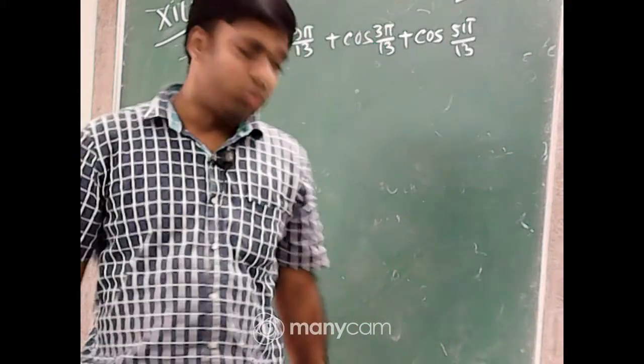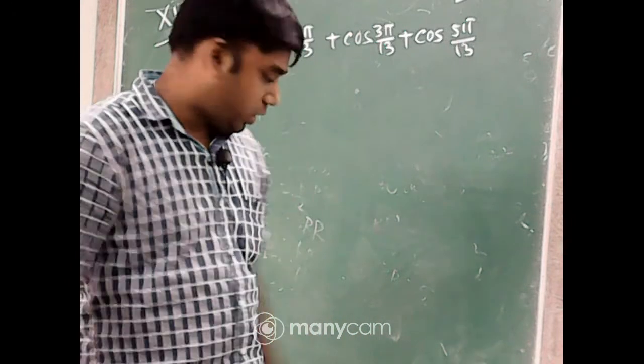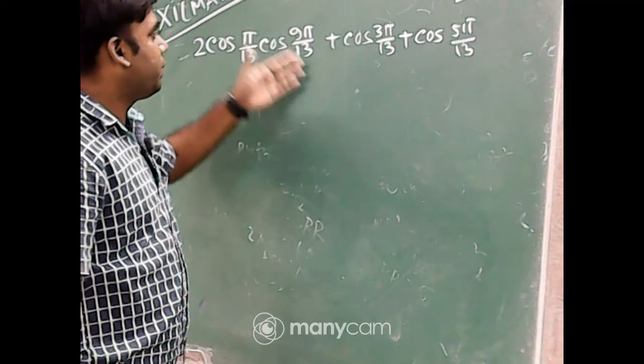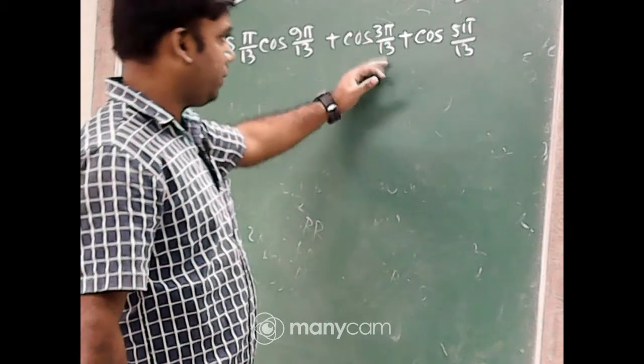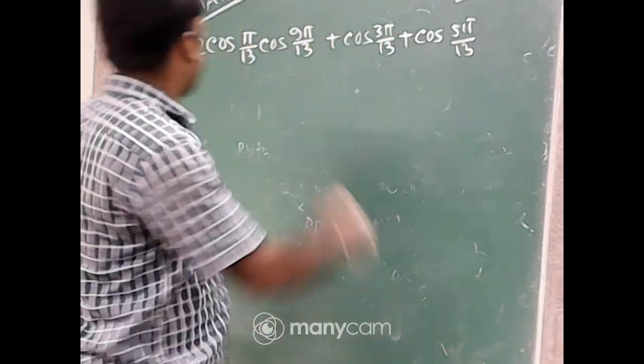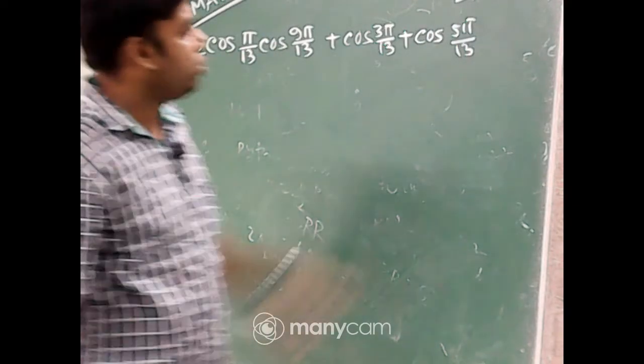Student of class 11, today I will solve the miscellaneous portion of the chapter trigonometry. The first sum was written that 2 cos pi by 13 cos 9 pi by 13 plus cos 3 pi by 13 plus cos 5 pi by 13. We have to prove that the value of that expression is equal to 0.